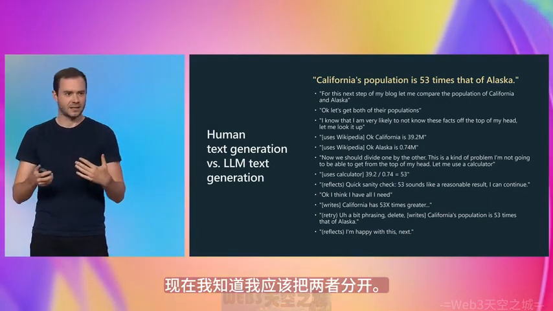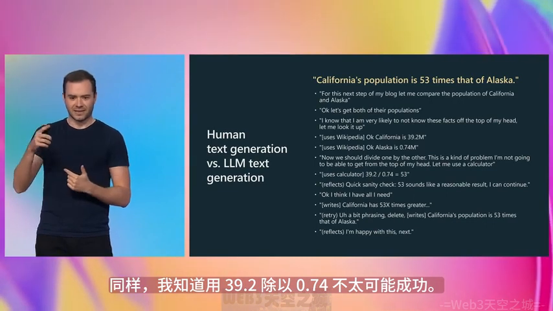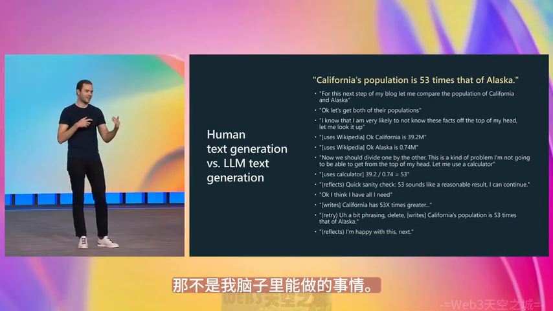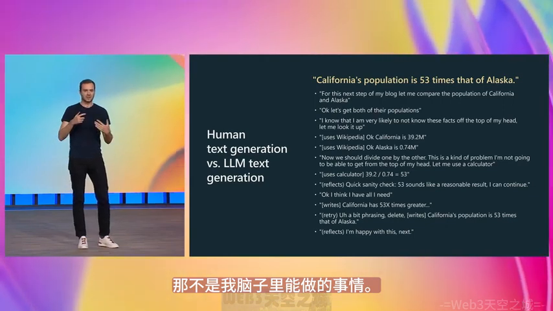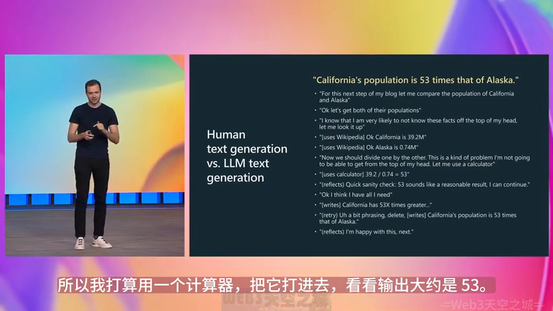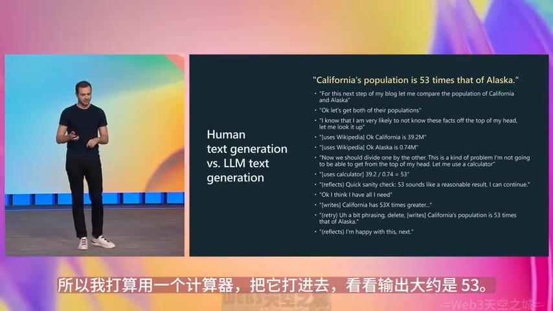Now I know that I should divide the two, but again, I know that dividing 39.2 by 0.74 is very unlikely to succeed. That's not the kind of thing that I can do in my head. And so therefore, I'm going to rely on a calculator. So I'm going to use a calculator, punch it in, and see that the output is roughly 53.